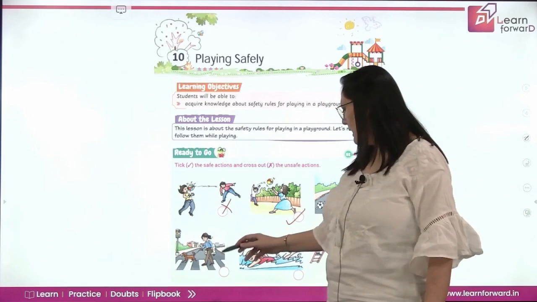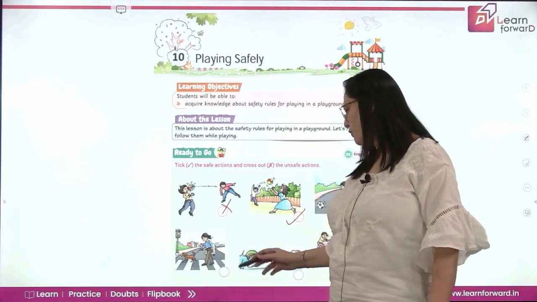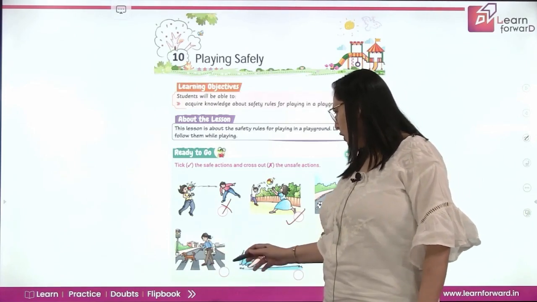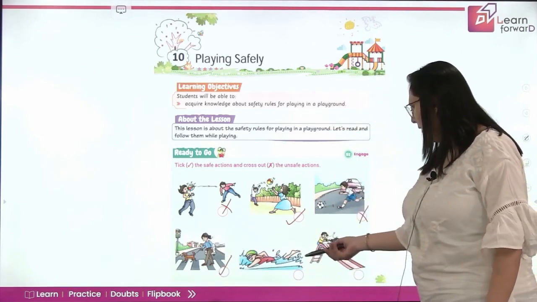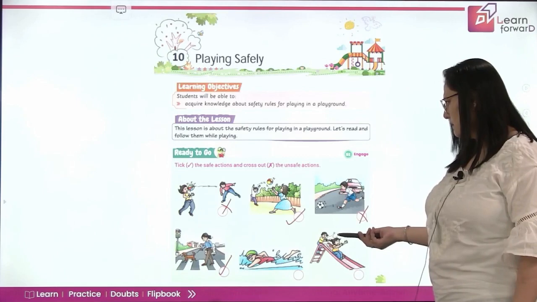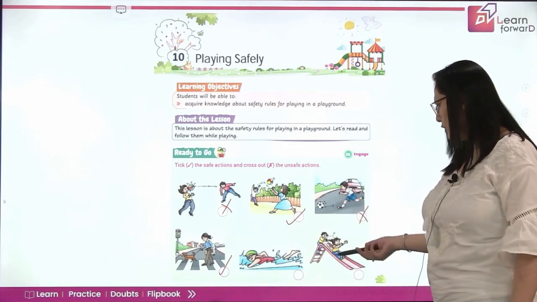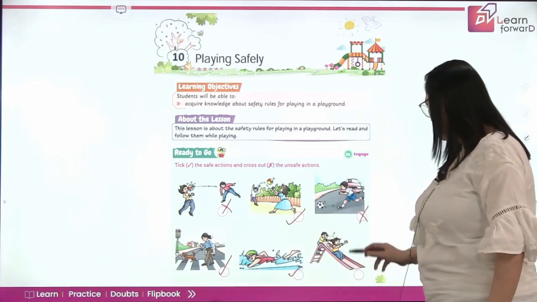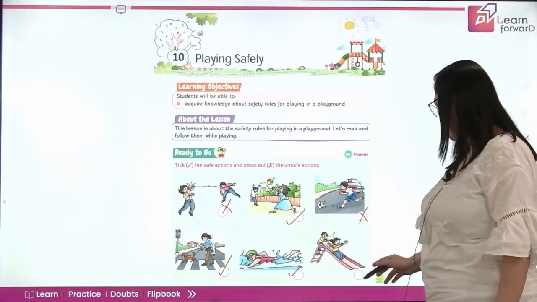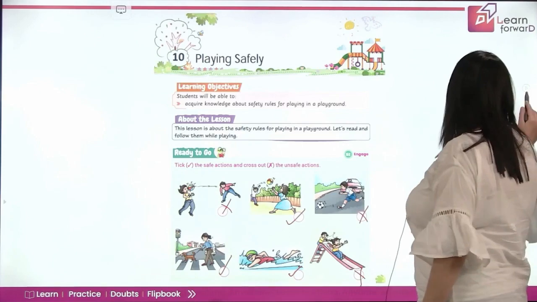The girl is crossing the road, she's on the pedestrian lane with the dog, correct, safe enough. She's crossing the road and she's there on the zebra crossing. The child is swimming, safe. And here they are on the slide. I think the boy is pushing, so it is unsafe.